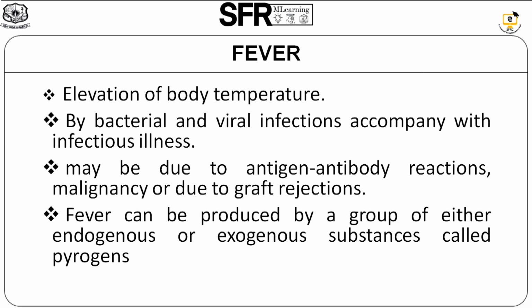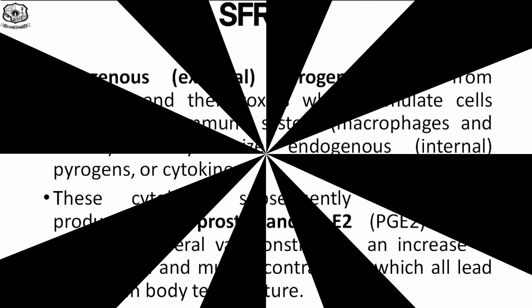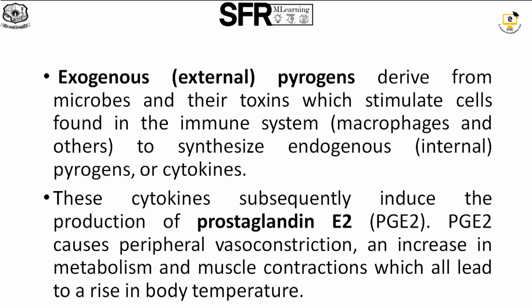Then the fever can be produced by a group of either endogenous or exogenous substances called pyrogens. Pyrogens are not microorganisms, that is, viruses and bacteria. Infection is invasion of the body by harmful organisms such as bacteria, fungi, protozoa and or viruses. The infective agent may be transmitted by a patient or a carrier in airborne droplets expelled during coughing and sneezing, or by direct contact. So it may be caused by exogenous and endogenous microorganisms.